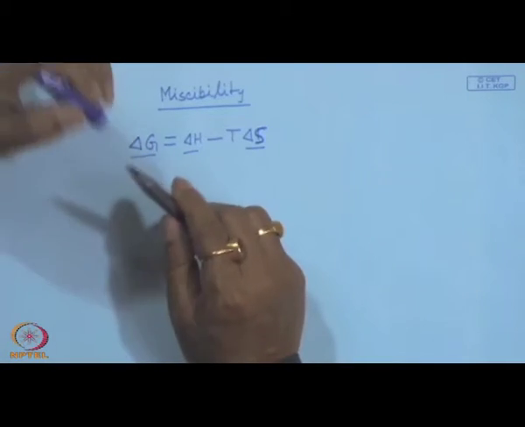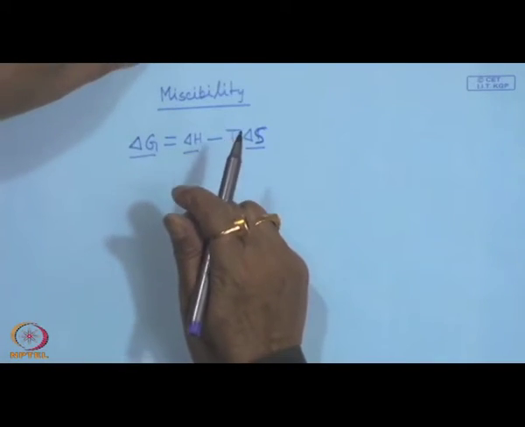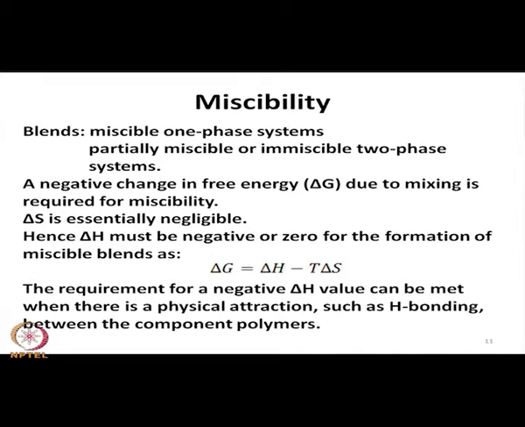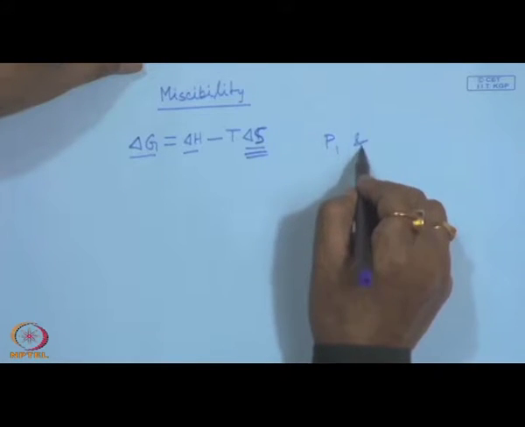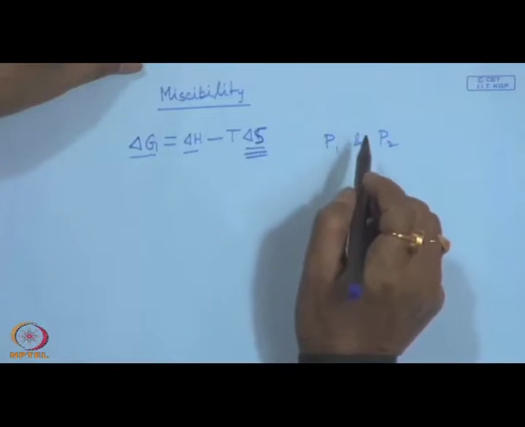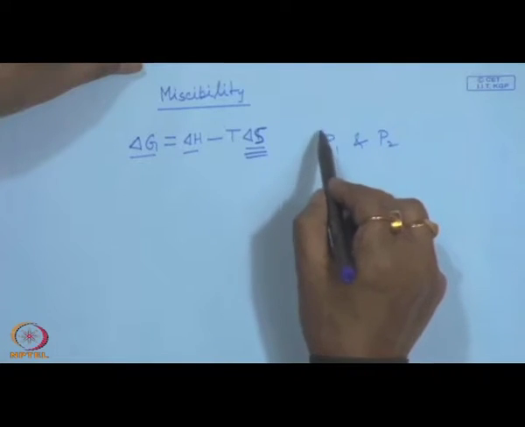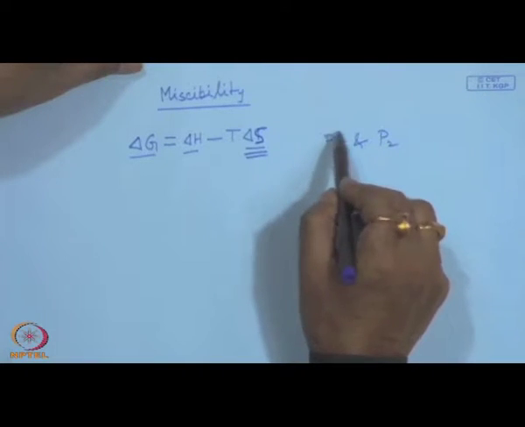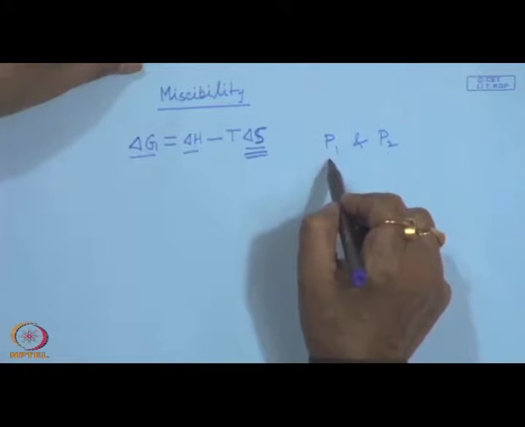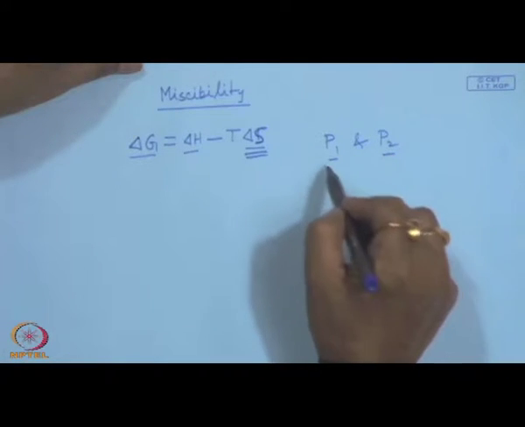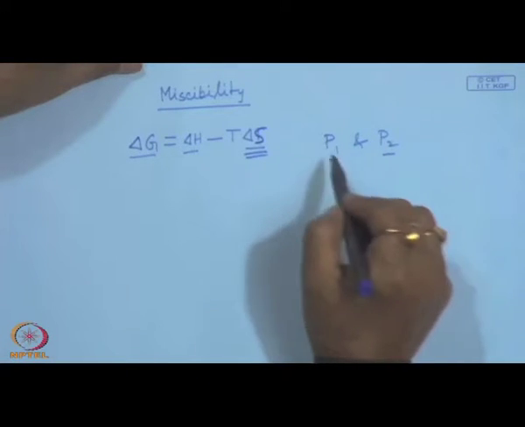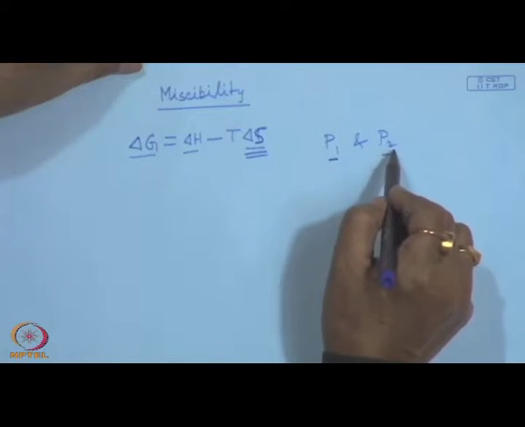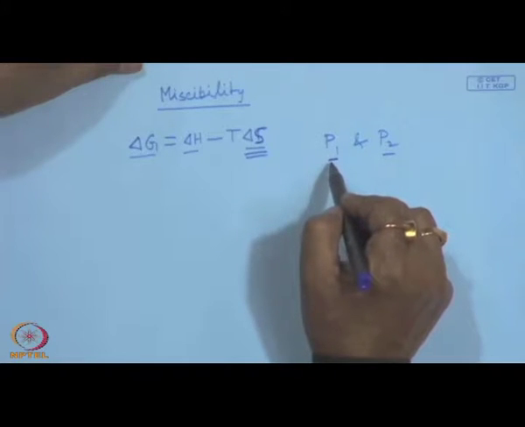Now, here delta S is essentially negligible. Why? Because the component polymers P1 and P2 have very high molecular weight. If we consider the miscible solution of P2 within P1, say P2 may be the solute and P1 the solvent, in this system both components P2 and P1 are of very high molecular weight.